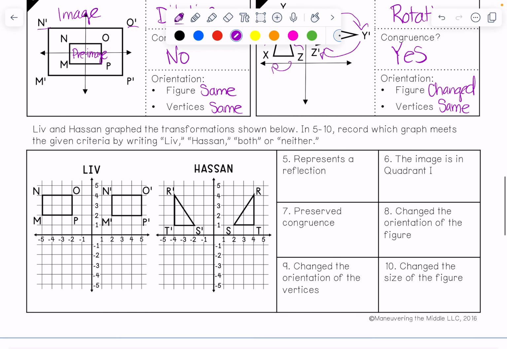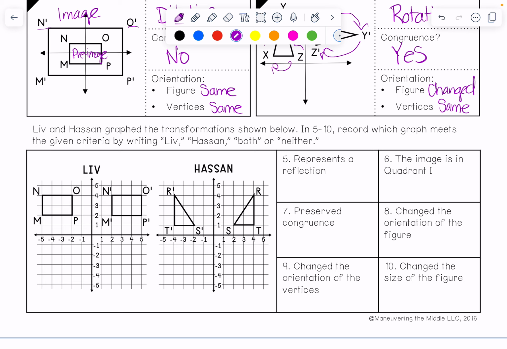All right, so we're going to look at a couple of examples with Liv and Hassan. So Liv and Hassan graphed the transformations shown below. In 5 through 10, record which graph meets the given criteria by writing Liv, Hassan, both, or neither. So it represents a reflection. So we're going to look at which one represents a reflection.